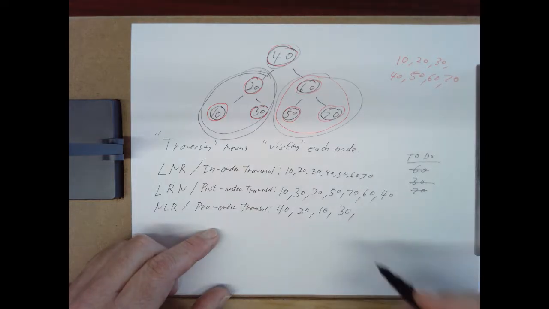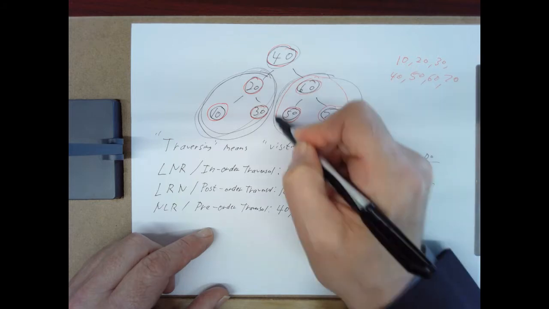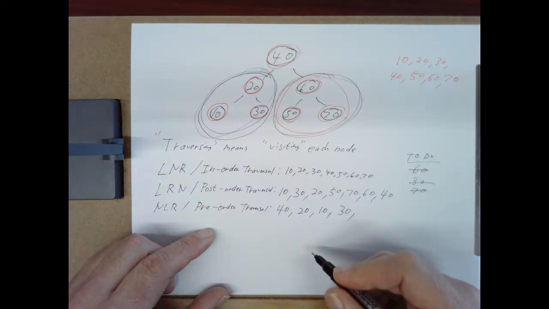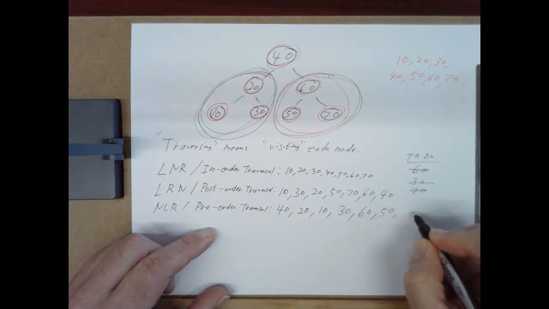Now we come all the way back to the 40. We visited the node, we visited the left, now we have to visit what's on the right. And same thing, first we visit the 60, then we go to the left is 50, and then we go to the right is 70.